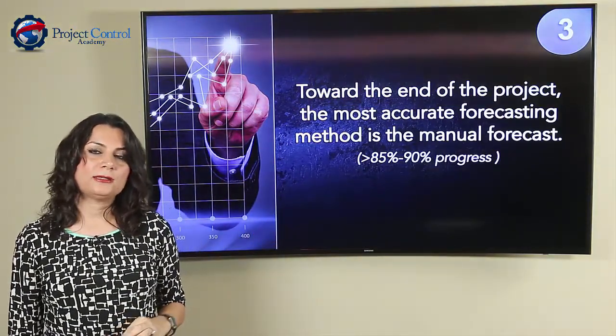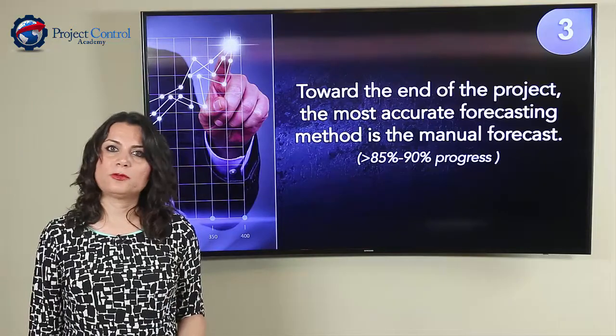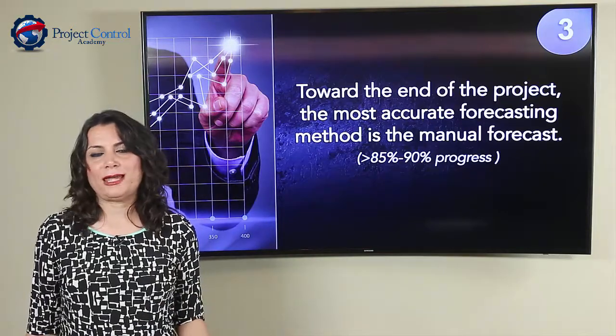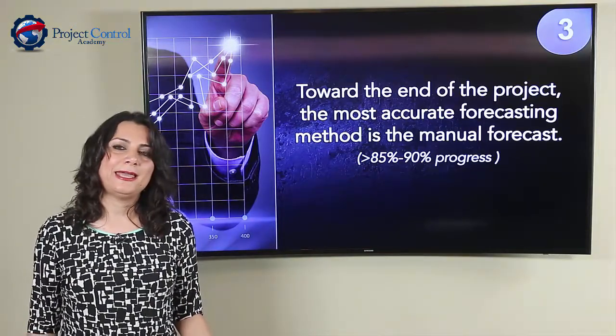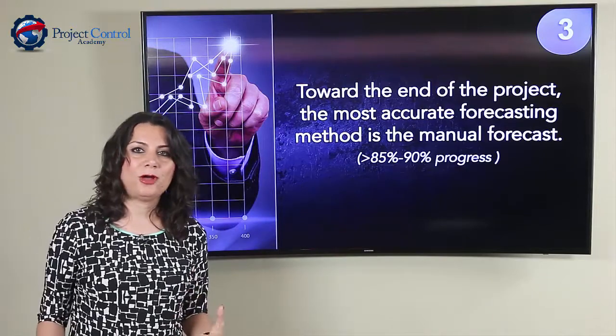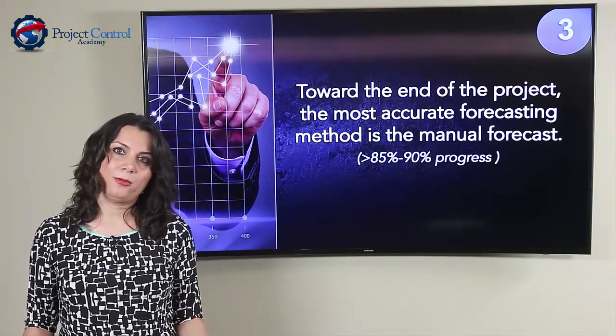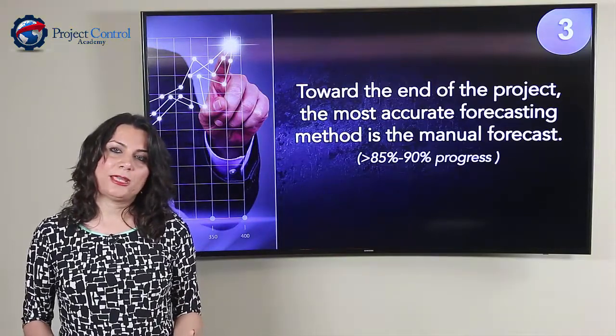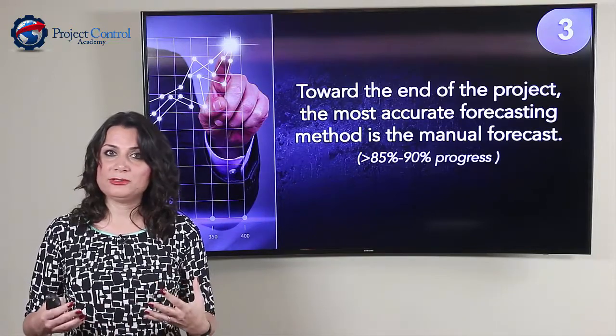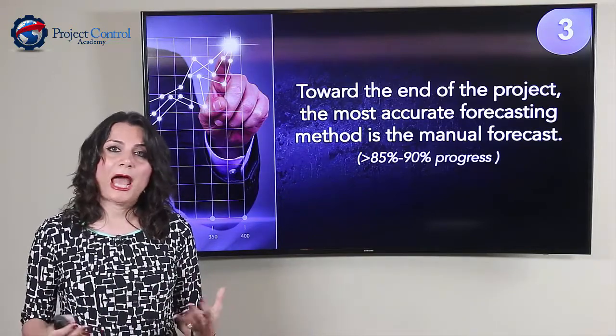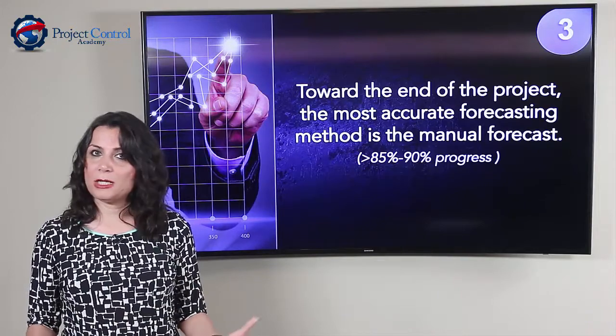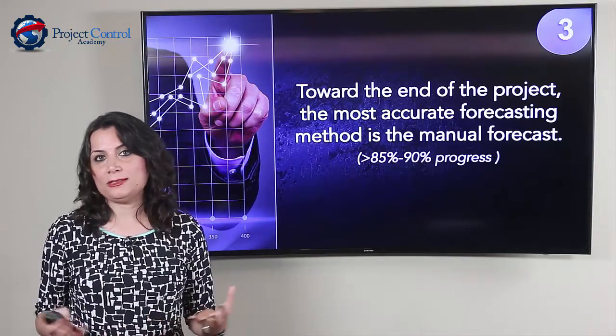Another point I would like to address is at the end of your project, let's say after 85-90% progress in your project, one of the best methods for forecasting is manual forecast. What I mean by that? It means that toward the end of the project, simply go to your control account managers and ask, okay, based on the deliverables that are left to be done, how much more money you need? And come up with a manual ETC or estimate to complete.